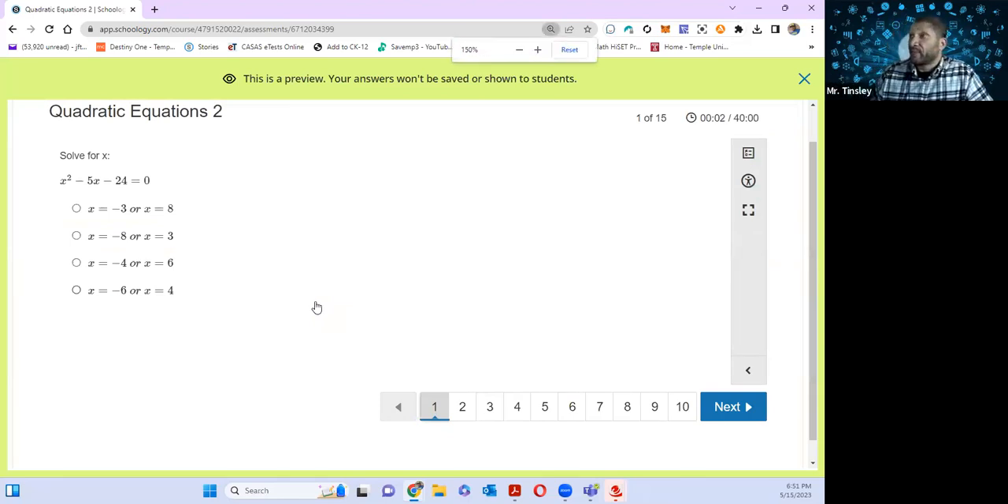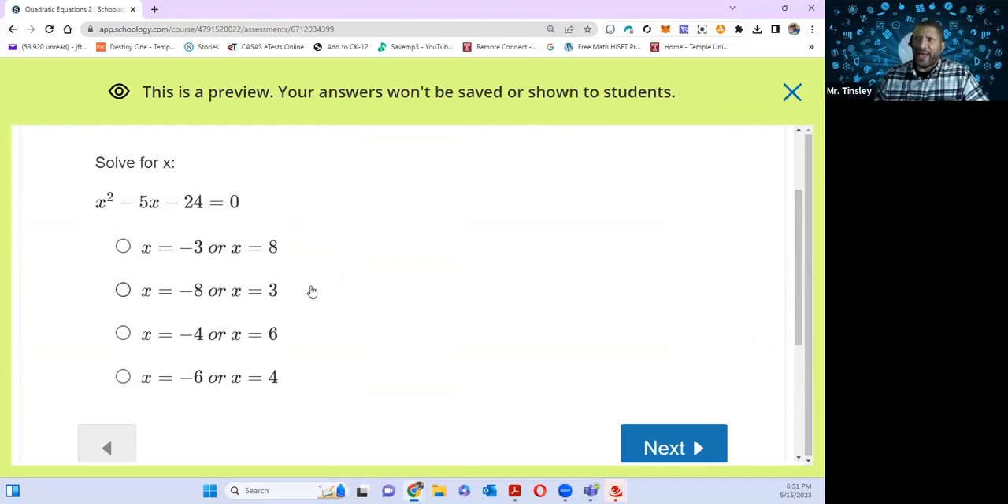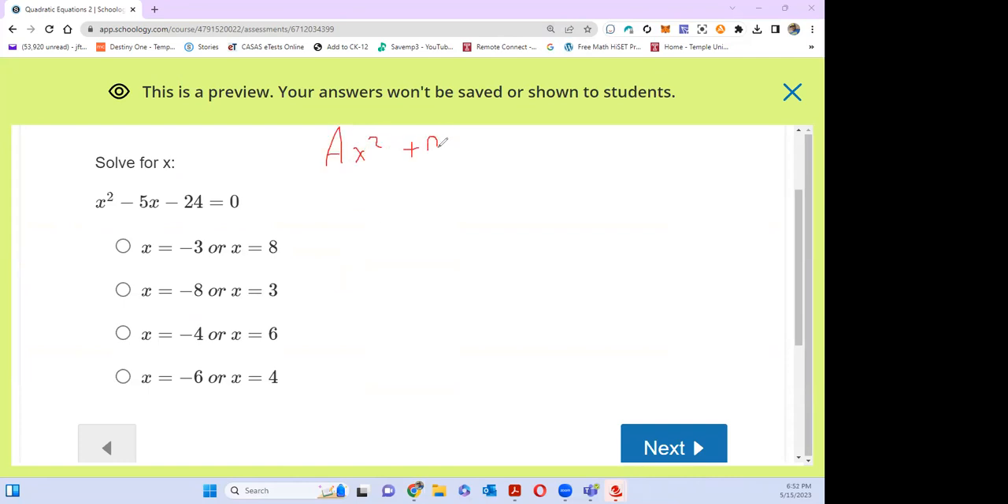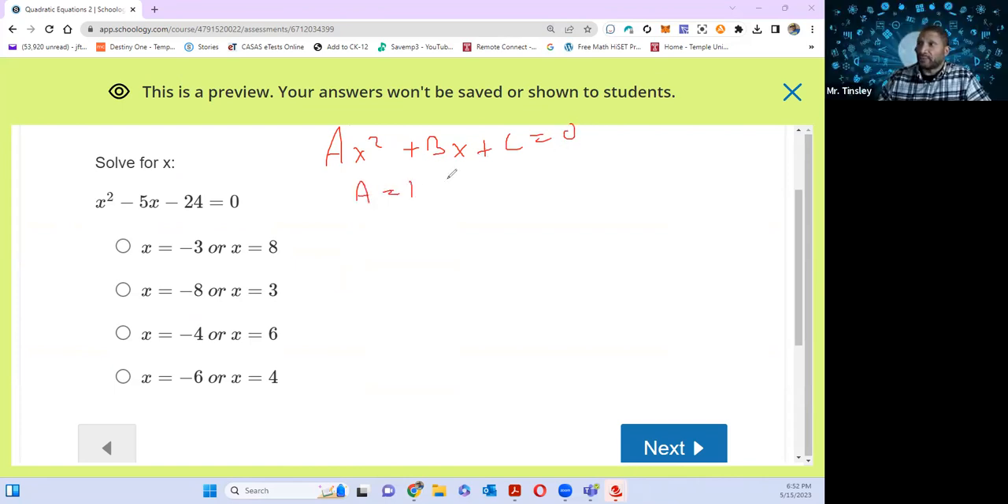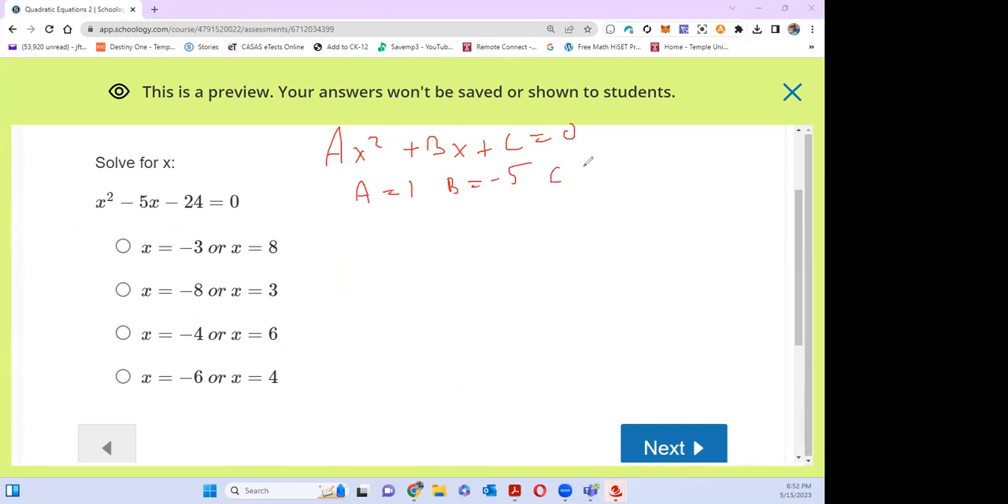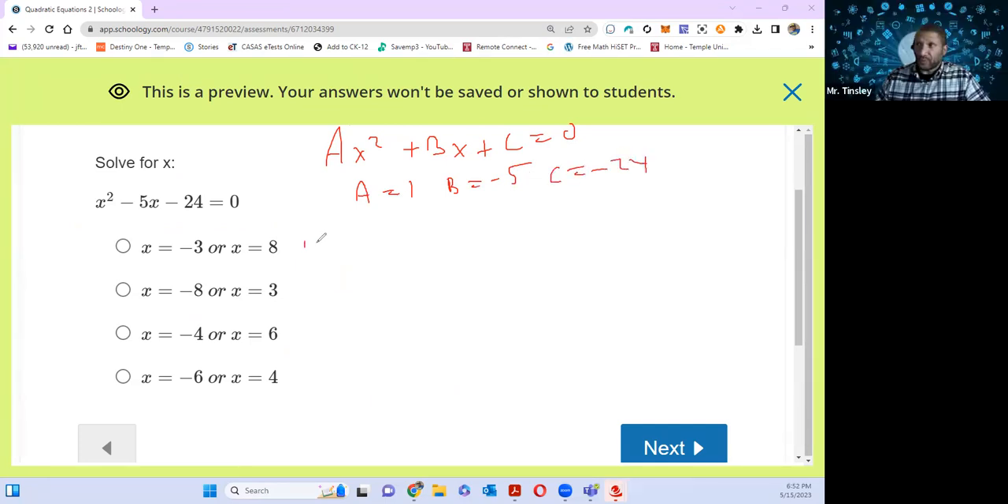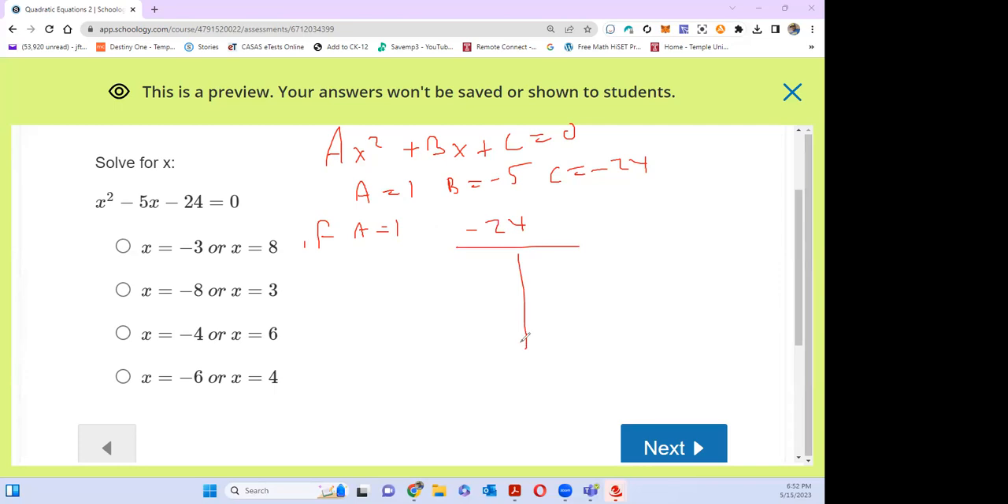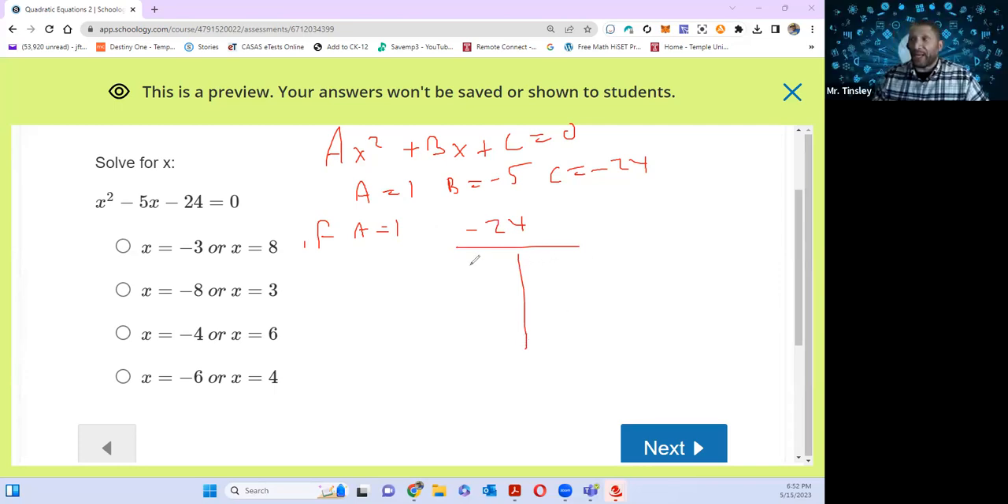Let's look at this right here. Now, 2 people got this wrong over the weekend. X squared minus 5x minus 24. How do I solve this? Well, there's 2 ways you can do it. First of all, you can do it my way and say ax squared plus bx plus c equals 0. So my a is 1, my b is -5, my c is -24. If a is 1, Mr. Tinsley told me to find a factor pair of -24. What pairs do I need to multiply to get -24?